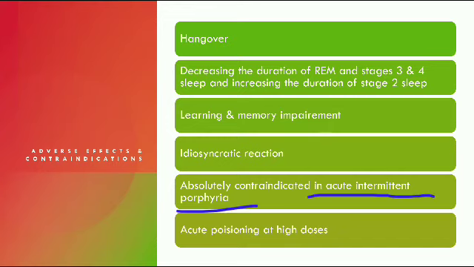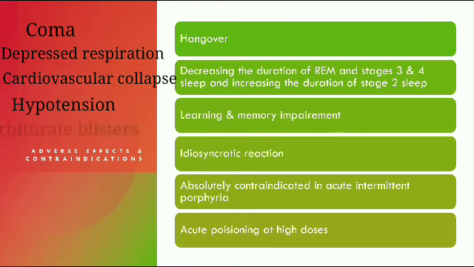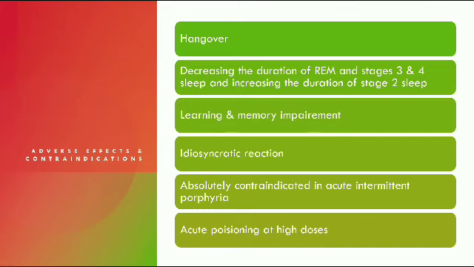Coming to the last adverse effect of barbiturates, suppose a patient is administered, or by accident a patient takes, a high dose of barbiturates. So what will happen? Acute poisoning may occur. So what are all the symptoms which you will see in barbiturate acute poisoning cases? You can see coma, depressed respiration, cardiovascular collapse, hypotension, and barbiturate blisters. So these are all the acute poisoning symptoms which you will see in barbiturate high dose acute poisoning cases.